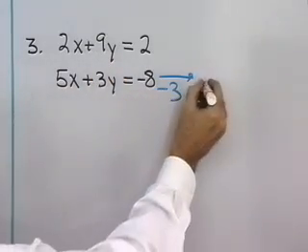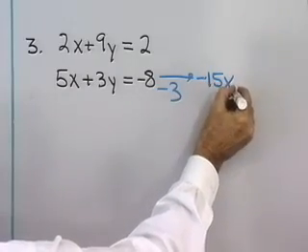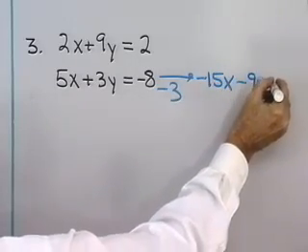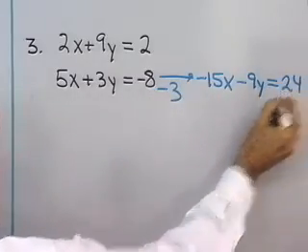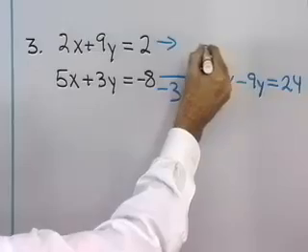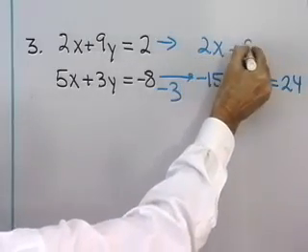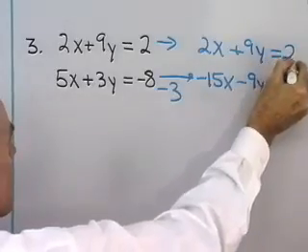Negative 3 times 5 is negative 15x, minus 9y is equal to negative 3 times negative 8, positive 24. This equation I'll leave the same. 2x plus 9y is equal to 2.